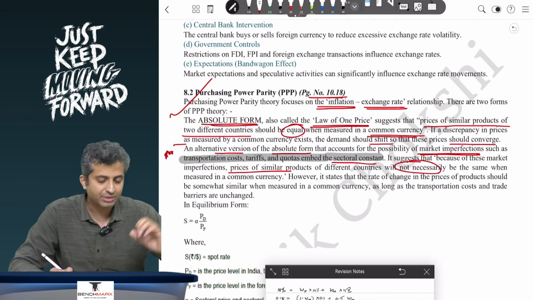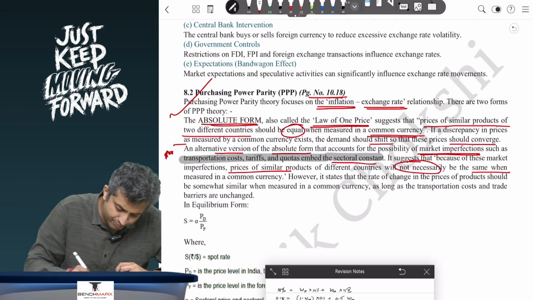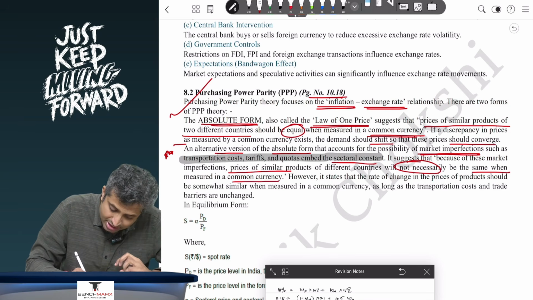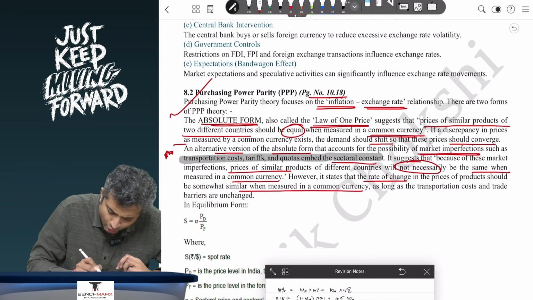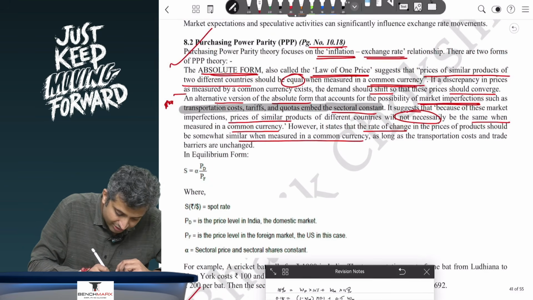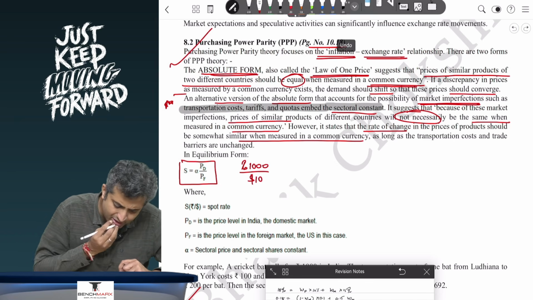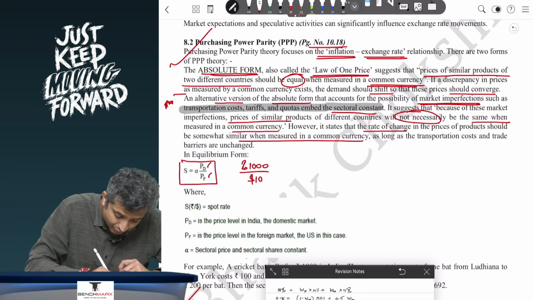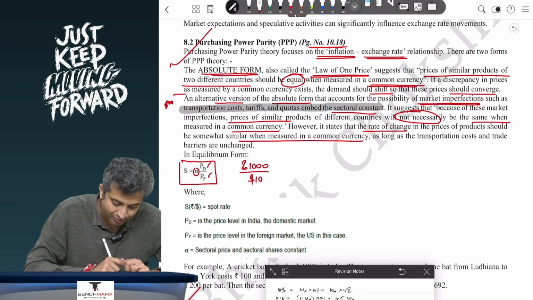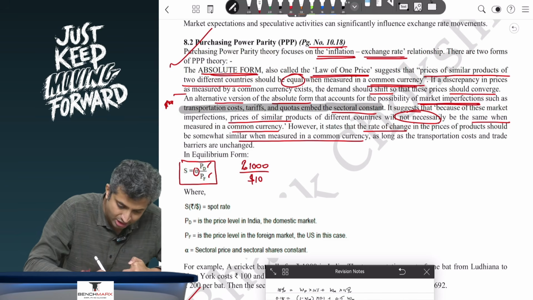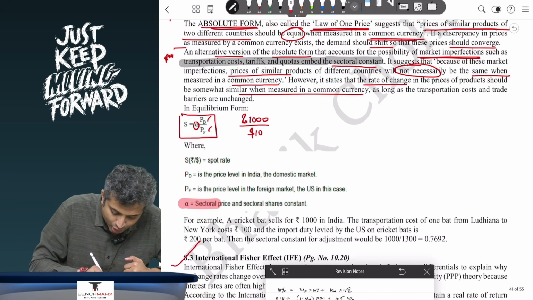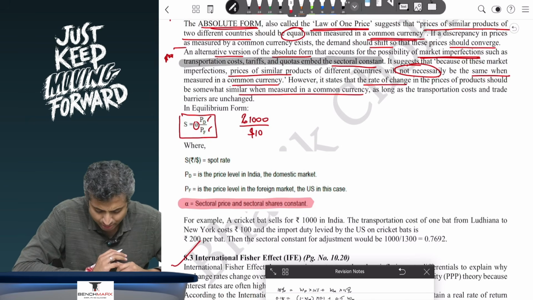We show this as something similar to an alpha. When measured in a common currency, it states that the rate of change of these prices should be somewhat similar, as long as these remain unchanged. So when you look at the spot price, typically we say the spot price is rupees 1000 divided by $10. That should be 100. So this is the price of the domestic upon the price of the foreign, into alpha. Now what is alpha? Alpha is the sectoral constant, and this is why we are doing this. What do you mean by a sectoral constant?